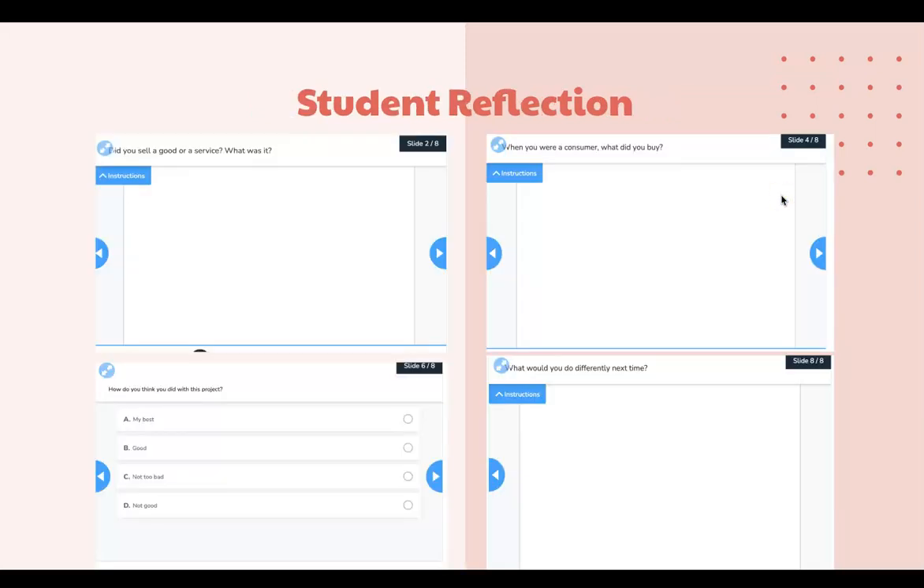At the end of this project, students had to self-reflect on Nearpod with questions such as, did you sell a good or a service? What was it? When you were a consumer, what did you buy? What would you do differently next time? And how do you think you did with this project? For several of these slides, students were able to draw their responses if they weren't so strong in the writing aspect. Students were also able to participate in polls as well. This gives the teacher a good idea of what students know and how they did in the project.